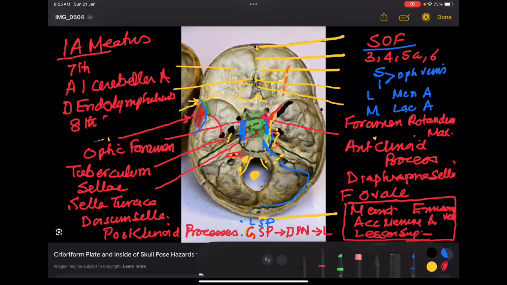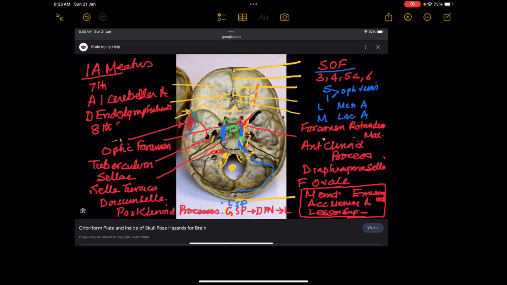Now, this in short has covered the skull from inside, and that's on the actual skull.